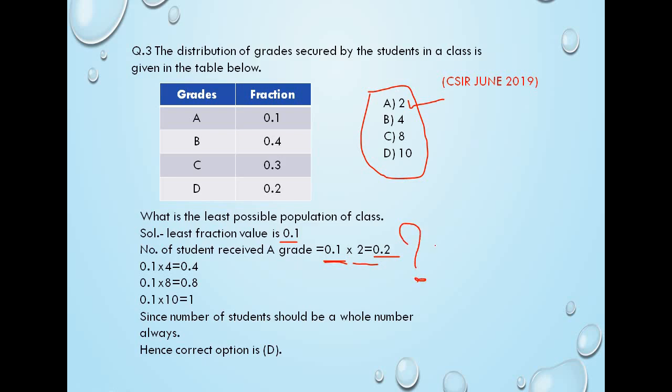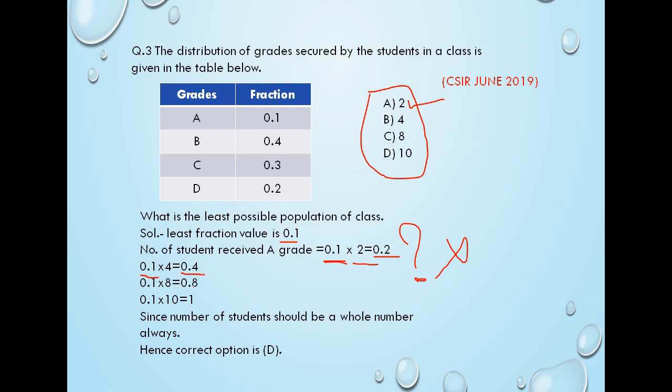No, it is not possible. Why? Because the number of students cannot be in decimal or fraction. It should be a whole number. Okay. Now let us check with option B, that is 4. Similarly, when we multiply 0.1 with 4, it will give you the value 0.4.